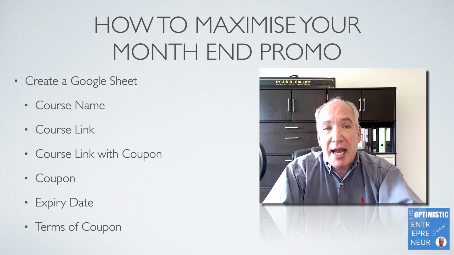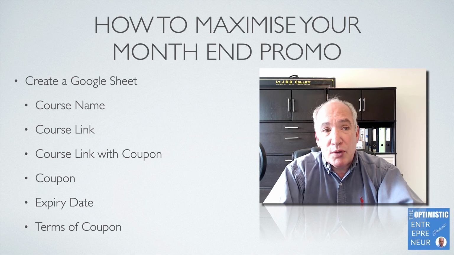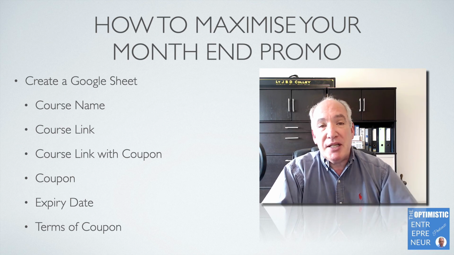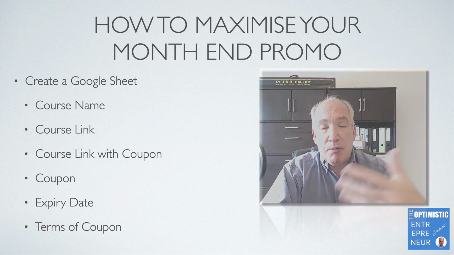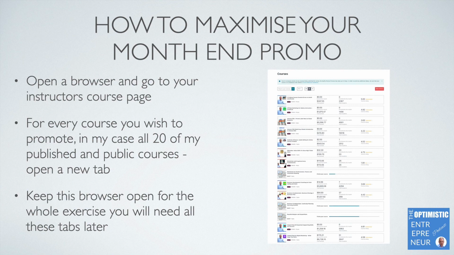Next, you need to create a Google Sheet. Now, this needs to have your course name, your course link with your coupon, the coupon, the expiry date, and the terms of the coupon. So you've got all your information set up, which means it's very easy to go and find these links when you need to for any of the promotions we're going to do a bit further on.